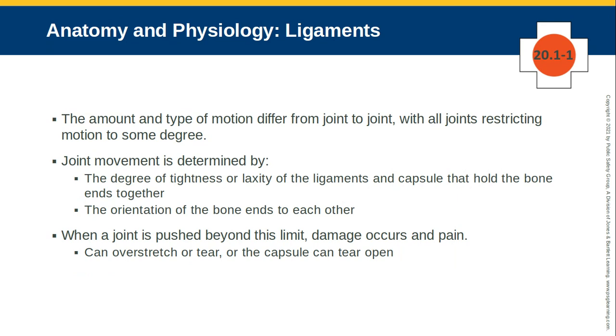Ligaments do restrict motion in every joint by some degree. In a shoulder joint, we have fewer ligaments, so we have much more motion. It's three-dimensional; it's a ball and socket joint. And we saw the knee in the previous slide, that hinge joint, much more limited. Ligaments will keep those bone ends close to each other and in the proper orientation.